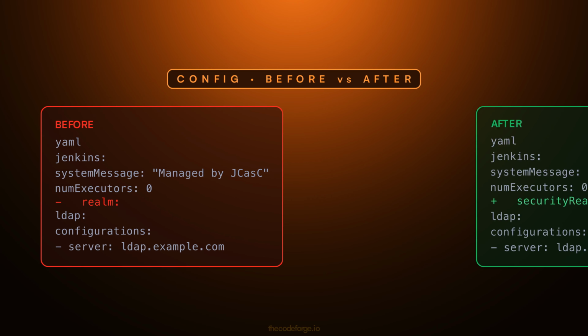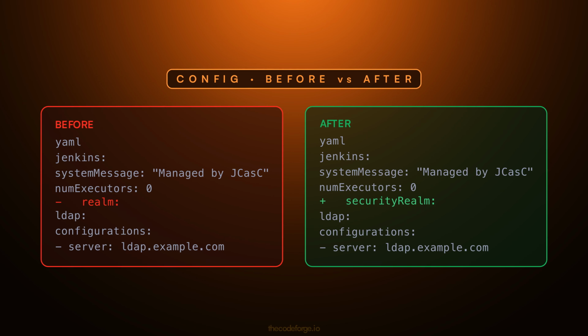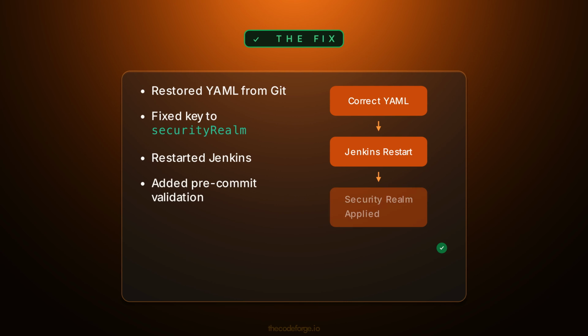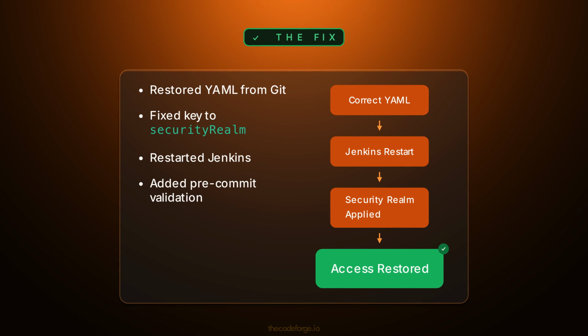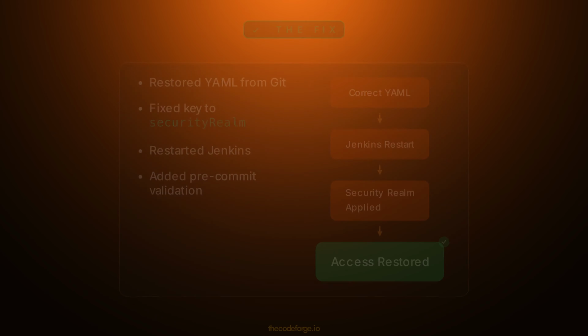The YAML used realm instead of securityRealm, causing JCasC to reset to the default user database and lock everyone out. The fix was straightforward. Restore the correct YAML from Git, fix the typo to securityRealm, and restart Jenkins. We also added a pre-commit hook to validate YAML syntax and structure, preventing this from happening again.